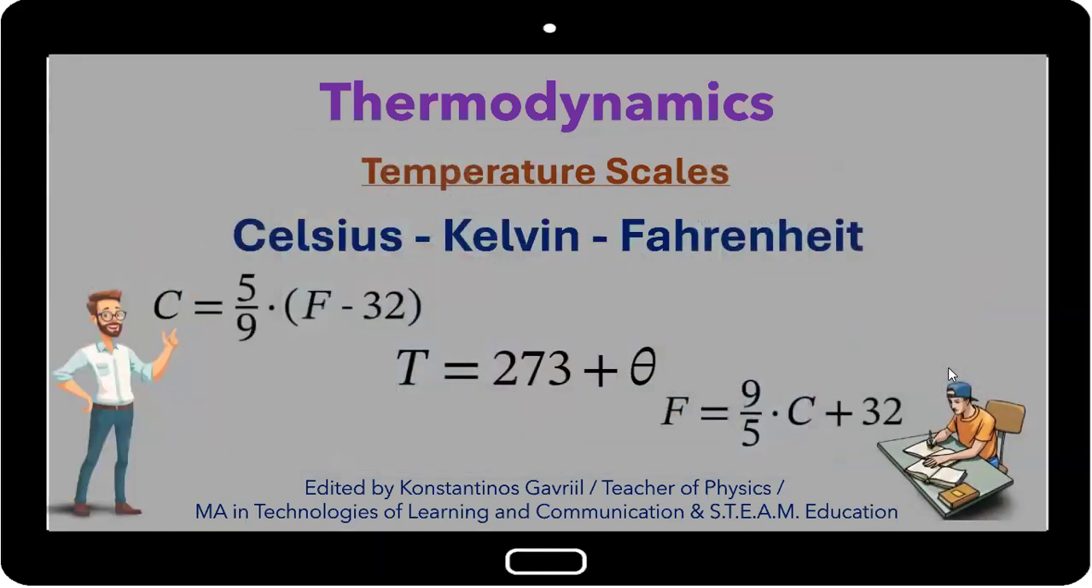Now let's see the scales of temperature and discuss a little bit about the conversions we have from one scale to another. We have the Celsius scale, the Kelvin, and the Fahrenheit. These three are the formulas for each scale that connects the Celsius with the Fahrenheit, the Kelvin with the Celsius, and Fahrenheit to Celsius again for converting from one quantity to another.